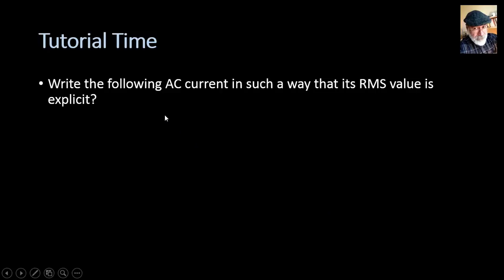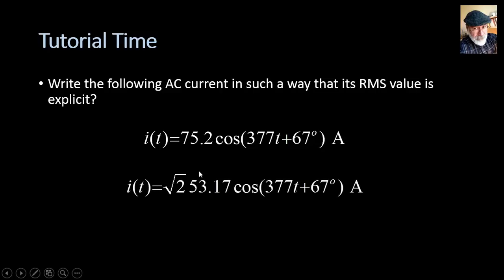Tutorial time. For the following AC current, write it in such a way that the RMS value is explicit. We take the RMS value. How? Peak value, 75 divided by root 2, that would be 53 amps. And we write the same current with the same peak value, but the peak value, we write that as root 2 multiplied by 53 amps.